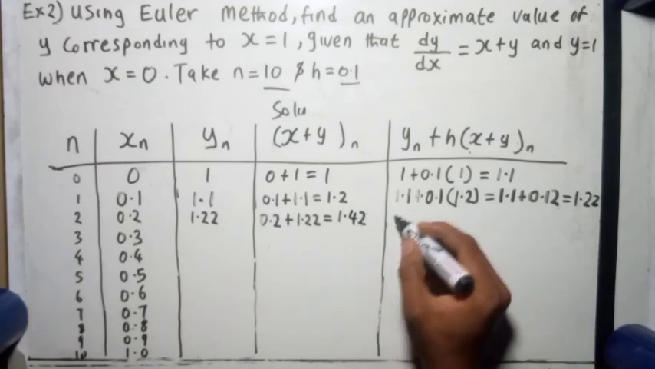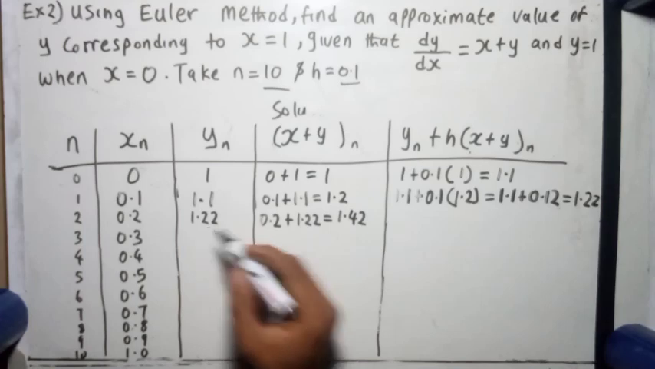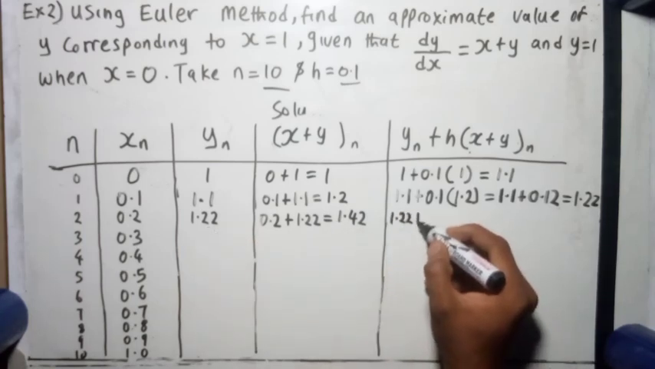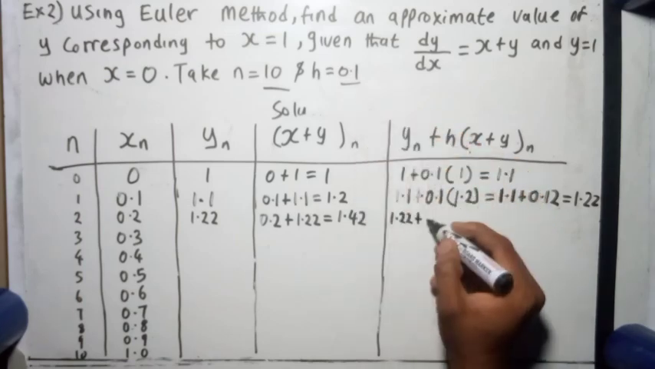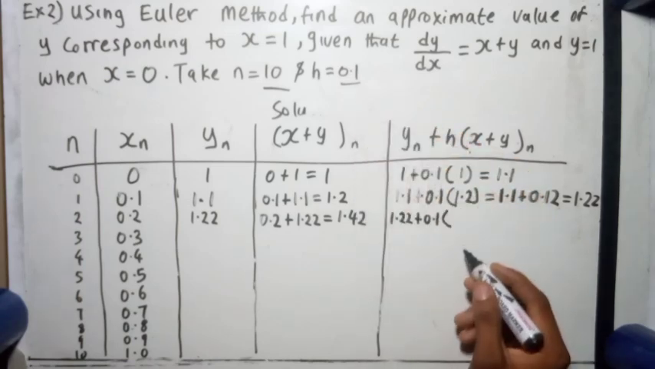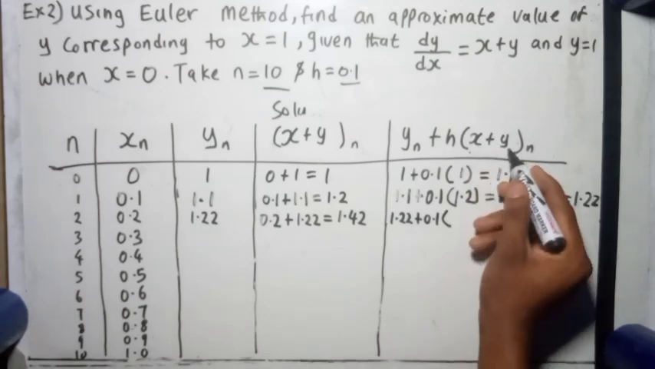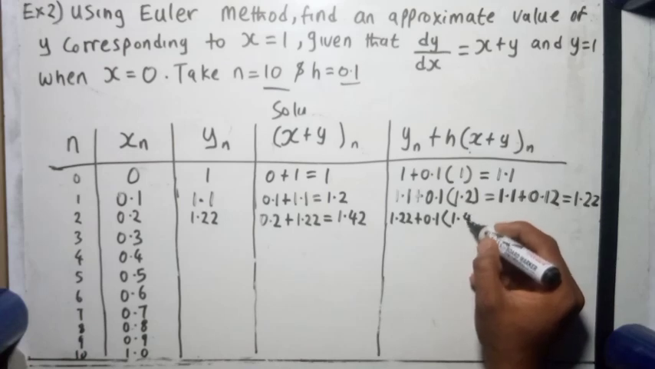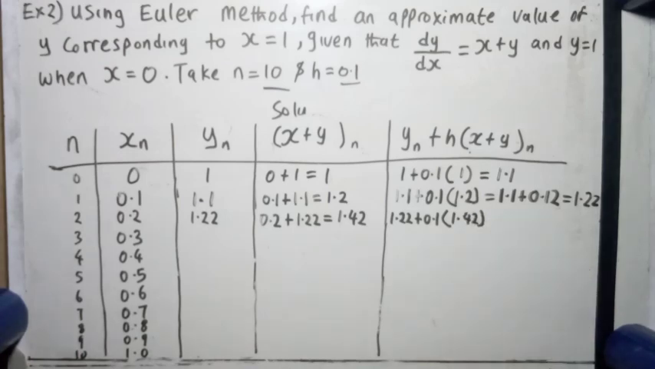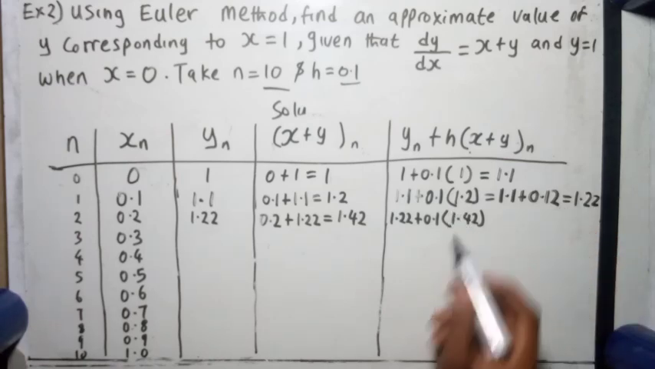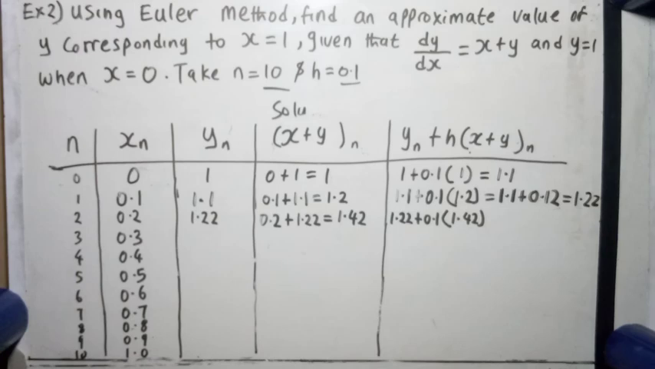Coming over here, you have your y value, which is 1.22. You add it to your h value, 0.1, multiplied by your x plus y, which is what you have done here now. You're having 1.42. Now, if our trick is to work, we're just simply going to be shifting this in front. We will check it on the calculator now.